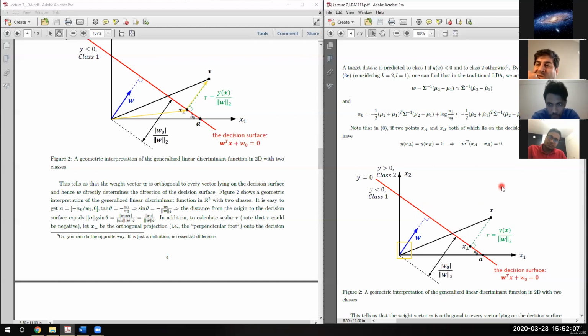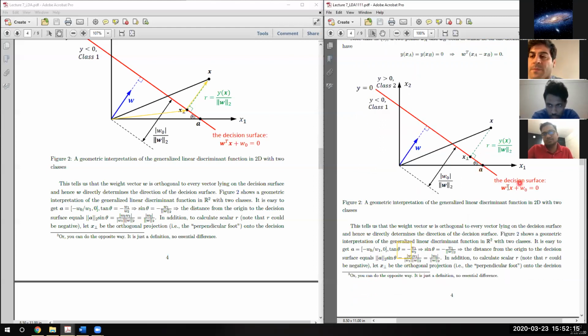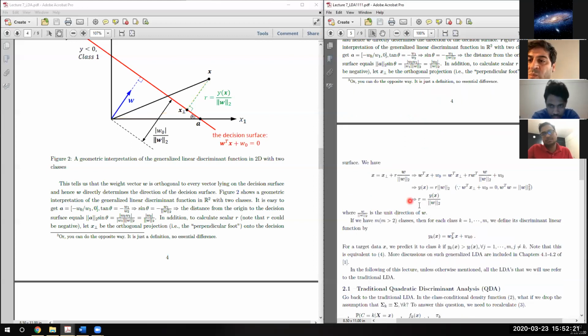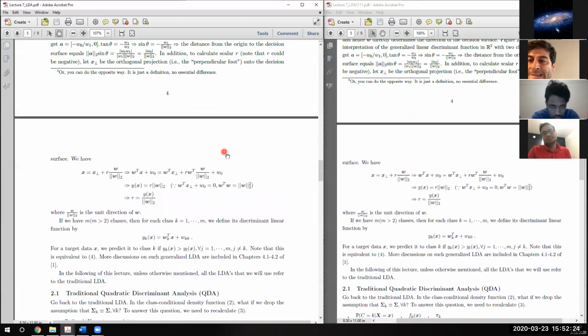Okay, any questions here about this geometric interpretation? No? Good. Okay, now let's continue. Let me erase this box, clear all drawing. Okay, let me use this one. I think this one's easier.